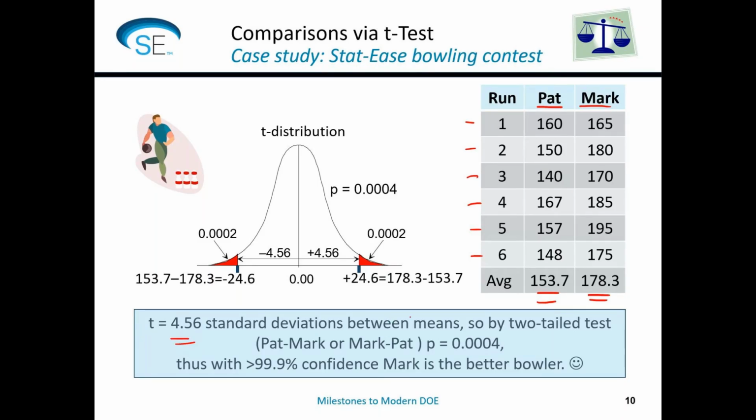deviations between these means. And so we apply a two-tailed test, which we do because we're not sure beforehand whether one will be better than the other. So I always recommend doing a two-tailed t-test. Two-tailed t-test, that's an alliteration. So we don't know beforehand who's going to be better, Pat or Mark. And the p-value associated with that, which is represented by these red tails, is only 0.0004. And thus we're more than 99% confident that I'm the better bowler.